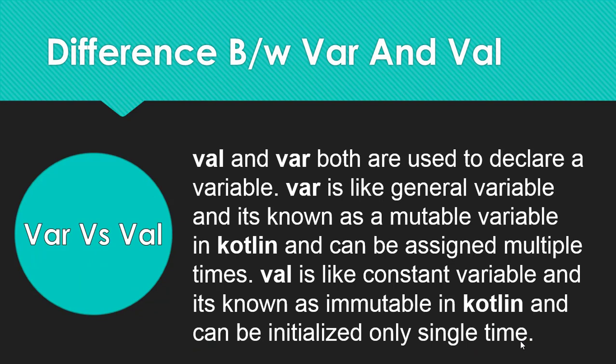Var is like a general variable and it's known as a mutable variable in Kotlin and can be assigned multiple times. Val is like a constant variable and it's known as the immutable in Kotlin and can be initialized only single time. So guys, if you want to create a constant variable, you have to use val, and if you want to create a changeable variable, you have to use var keyword. So guys, let's take a look at the programming section.